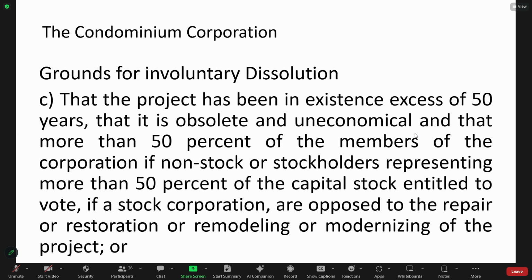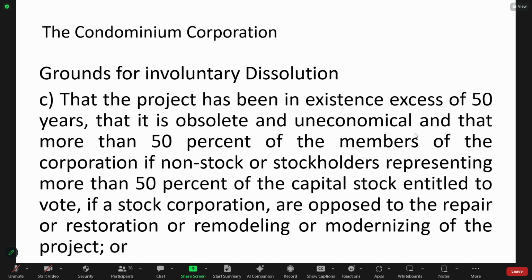So once again, dalawa yung i-consider dito. First one is more than 50 years old na yung project. Tapos it is considered to be obsolete and uneconomical. I don't know what will their basis be. Paano siya naging obsolete or uneconomical? Uneconomical surely means magastos na siya i-maintain. Obsolete, I'm not sure. Paano yung basis nila obsolete? Pero magastos na siyang i-maintain, more than 50 years na siya.